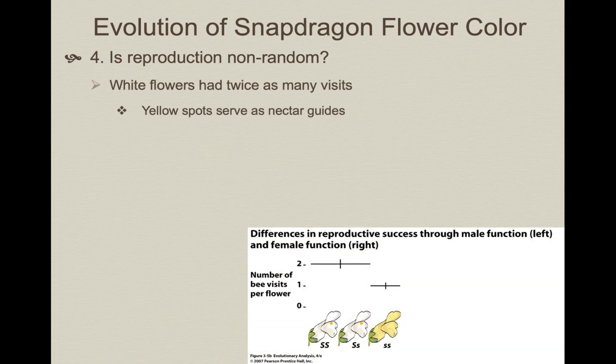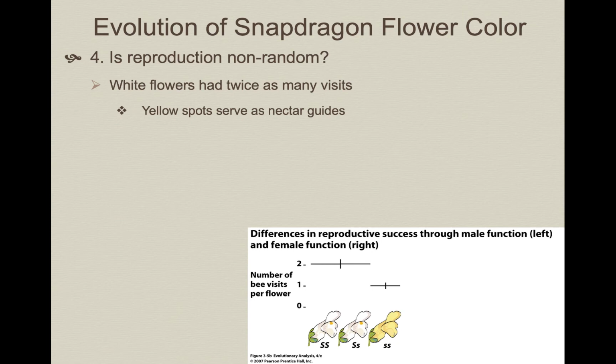So we see that there's a difference among individuals, but is this difference in pollination related to flower color? Is it a non-random factor that's being driven by the phenotype, the flower color that we're tracking? And sure enough, white flowers had twice as many visits. They were just more attractive to the wild honeybees.